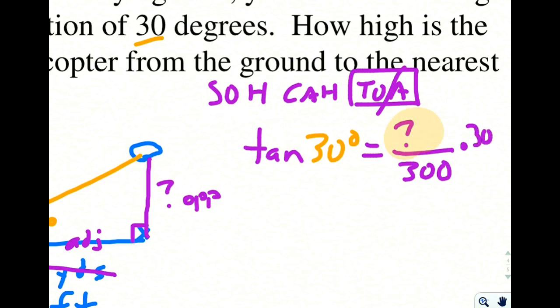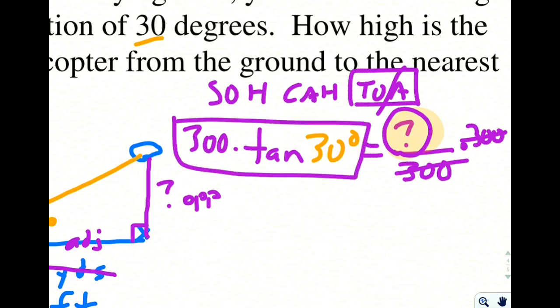So we're going to multiply both sides by 300 on top. Those are going to cancel each other out because we multiply top and bottom by the same number. So we can divide those away from each other, leaving us with just the unknown side length on the right. On the left, we have this to type into our calculator. 300 times the tangent of 30 degrees, which comes out to 173.2, or if we round that to the nearest foot, about 173 feet.